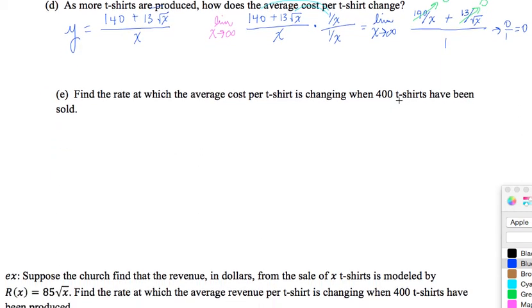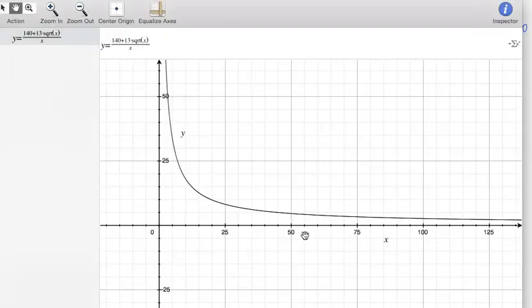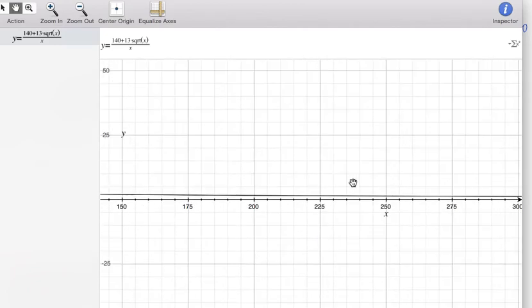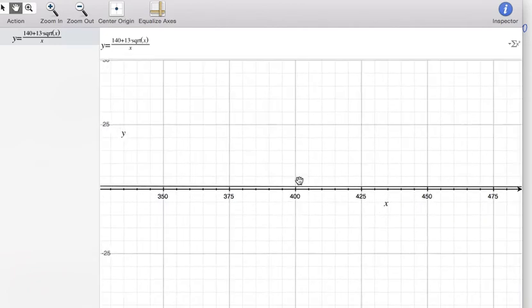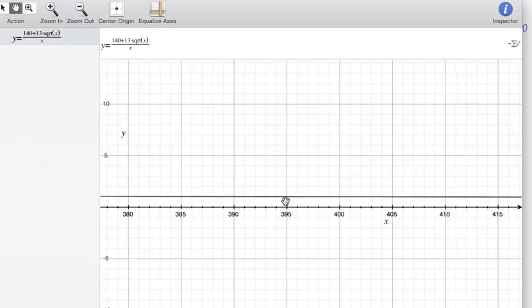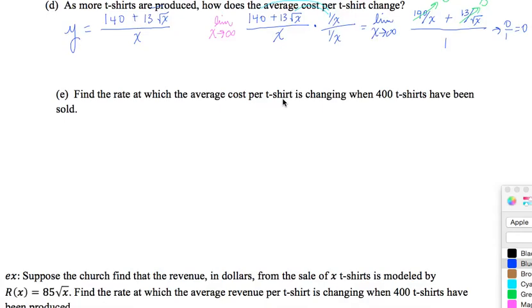Now let's find the rate at which the average cost per t-shirt is changing when 400 shirts have been produced and sold. From looking at the graph, you can see that when x is 400, the average cost per shirt is barely changing. This line looks almost flat. It does have a decreasing slope, but it is changing so slowly that to the eyeball it looks flat. So it's going to be changing at a really slow rate, but it should still be decreasing.